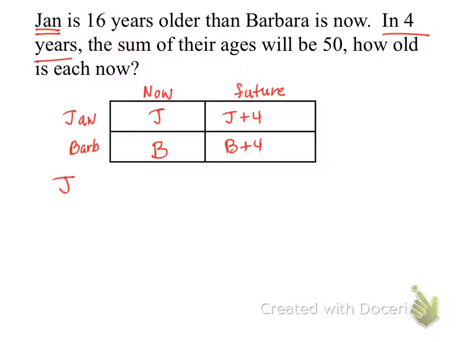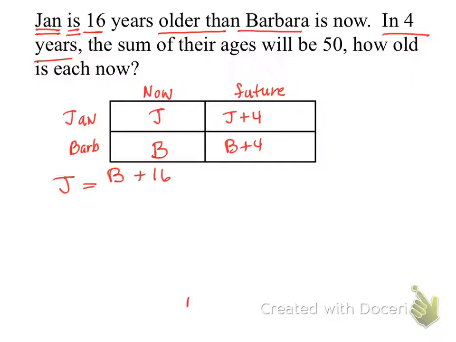What do I put down when I see the word Jan? J. And then is 16 older than Barb? No, because there is a than there. Older than. What does it do to our terms? And so what's it going to be? B plus 16. In 4 years. Now what age am I going to use for them?